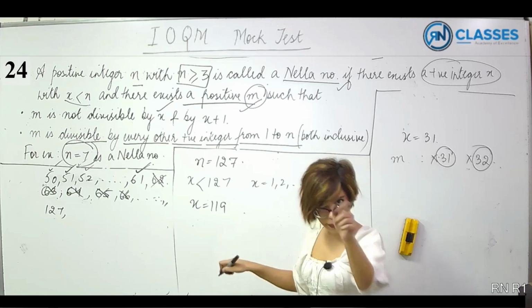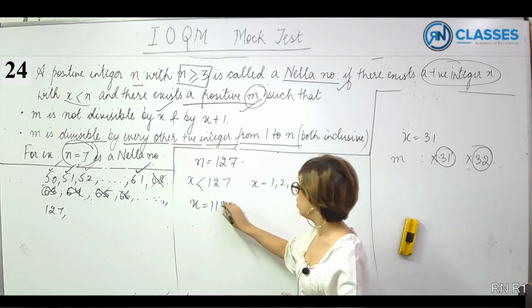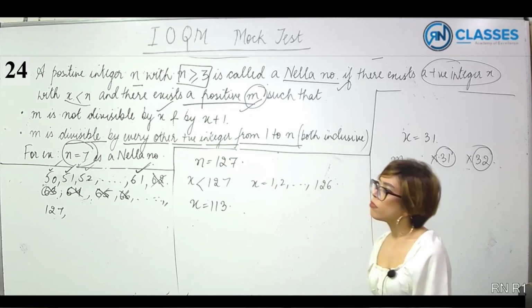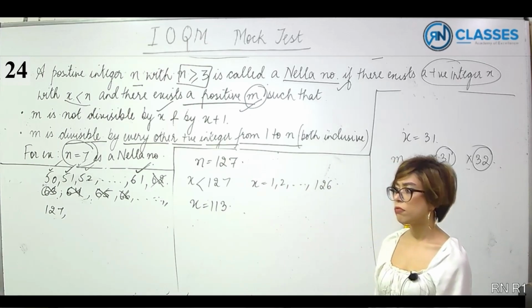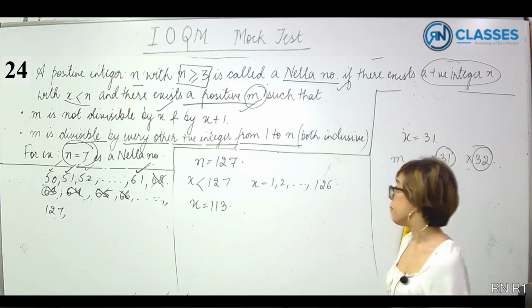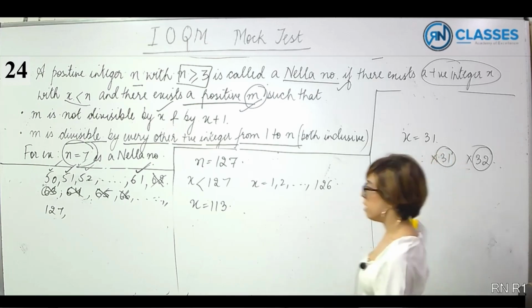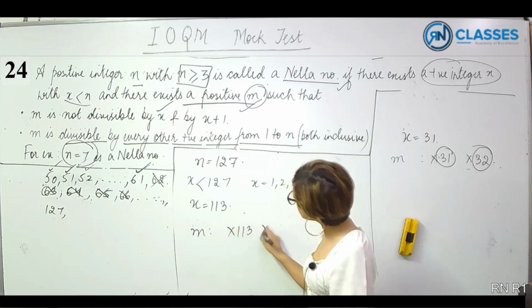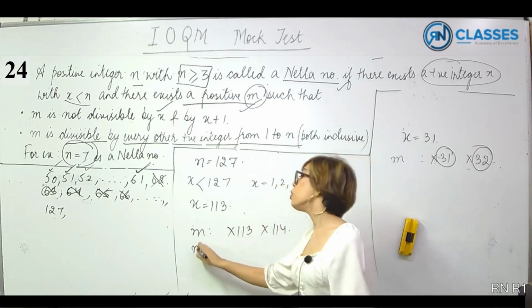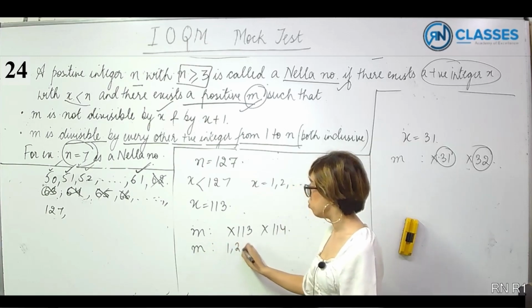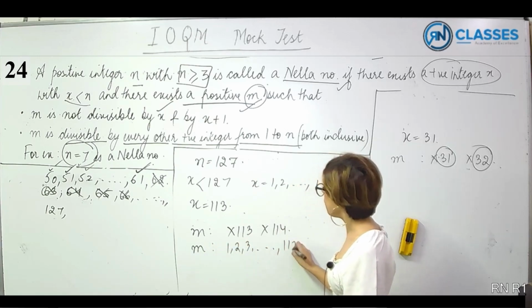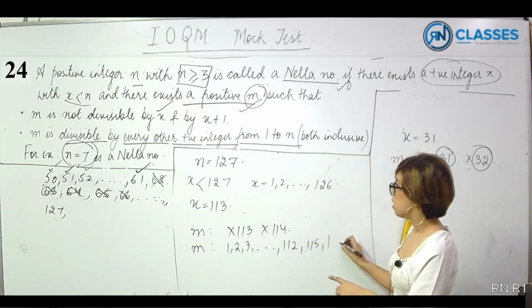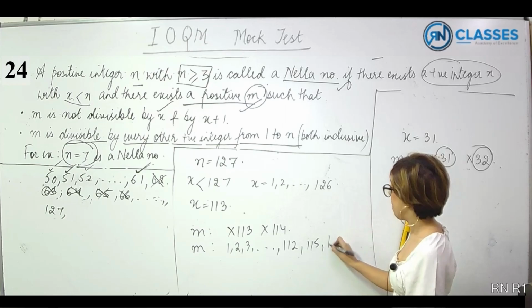Which is not. 113 is the one. 113 is the prime number. Now, if I go to this one, I need to find m which is not divisible by 113 and not divisible by 114. But it should be divisible by every other. So 1, 2, 3, so on till 112, 115, 120, 127 actually.